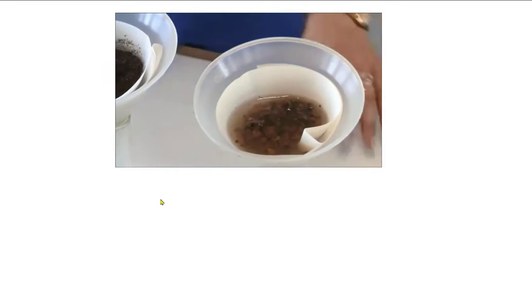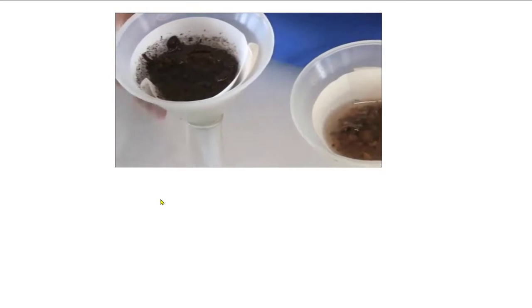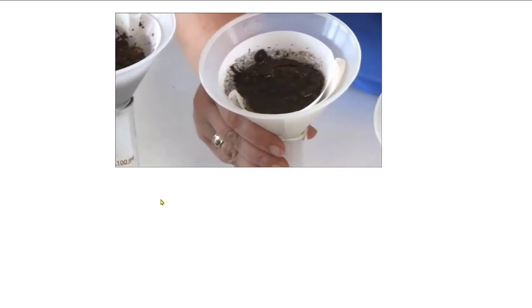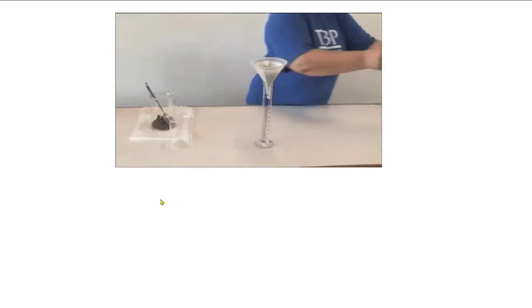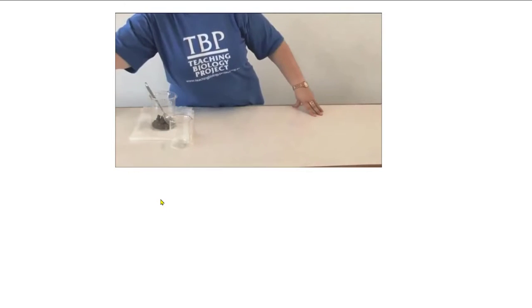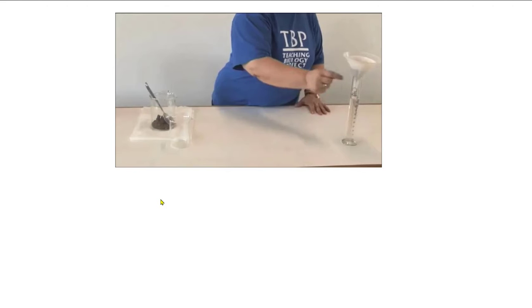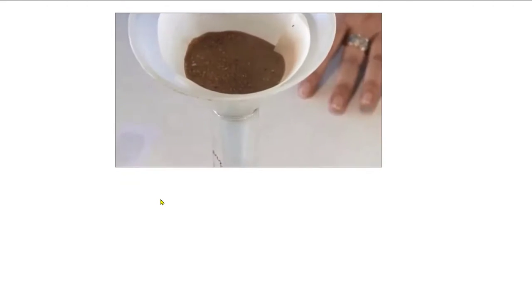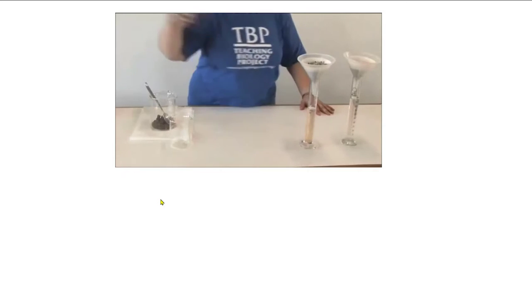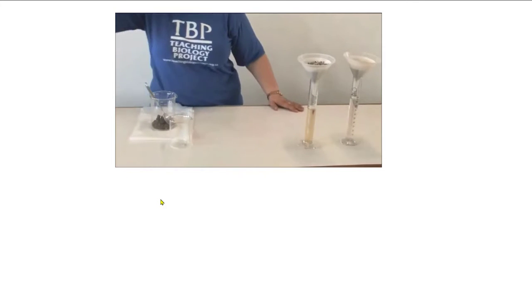Right, now this is going to take a while, so let's have a look at the samples that I did earlier this morning. Right, number 1, sand. Remember, it had 100 milliliters of water poured into the funnel. Number 2, loam. And number 3, clay.